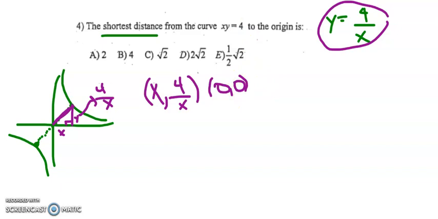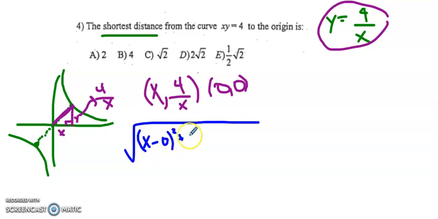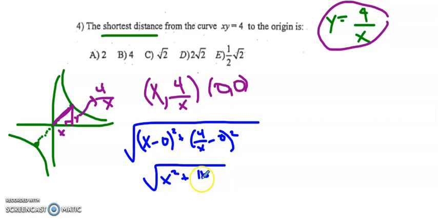Best way to find that is to use the distance formula from geometry. So I'm going to have (x1 minus x2) squared plus (y1 minus y2) squared, which of course simplifies to the square root of x squared plus 16 over x squared.